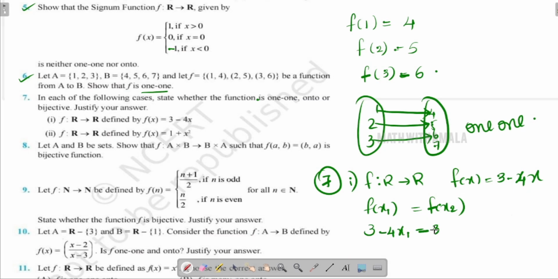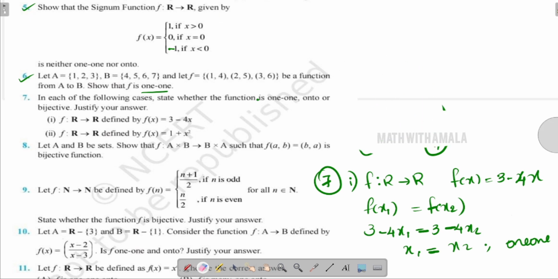Now we are moving to the second part of exercise 1.2, seventh question. It is given that f from R to R is defined by f of x equal to 3 minus 4x, and you have to check whether it is one-one or onto. It is one-one because f of x1 equal to f of x2 implies x1 equal to x2, hence it is one-one.